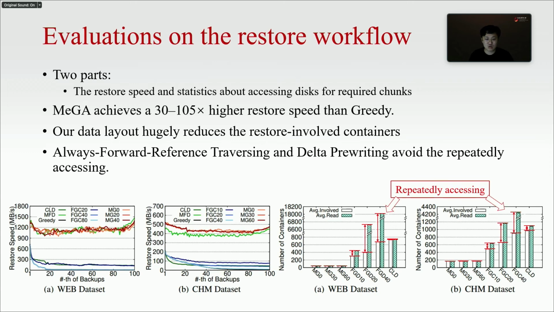We learned that though the repeatedly accessing issue also exists in chunk-level deduplication, it is relatively slight, and the chunk-level approach's main challenge is the fragmentation problem. And this is why we tend to consider repeatedly accessing a typical issue of fine-grained deduplication. Results suggest that other fine-grained deduplication approaches hugely suffer from these two locality issues, and Mega has better I/O efficiency in the restore workflow.